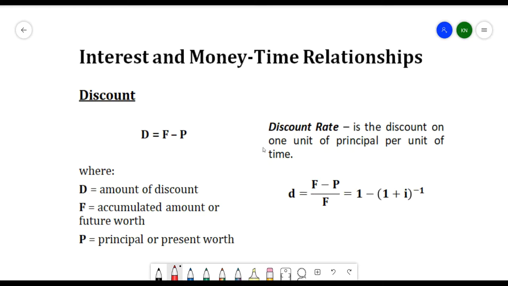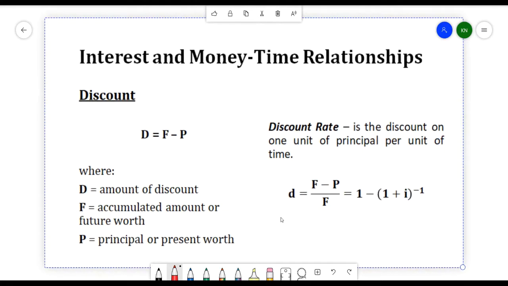We also have the discount rate, which is written in a small letter d. The discount rate is said to be the discount on 1 unit of principal per unit of time. So that is given by this equation: d equals (F minus P) over F, which is equivalent to 1 minus (1 plus i) raised to negative 1. So this is the formula of the discount rate.